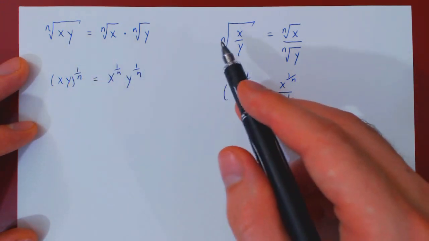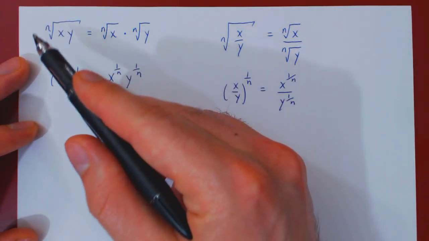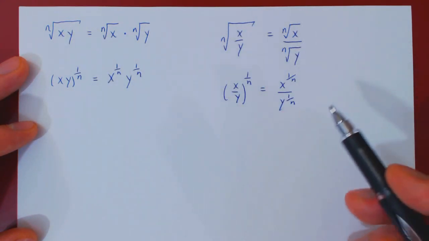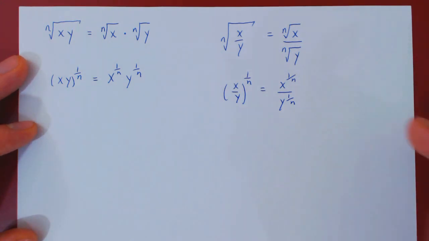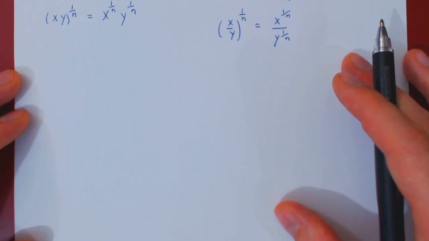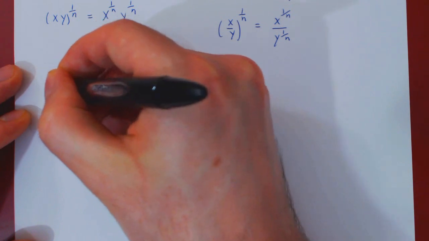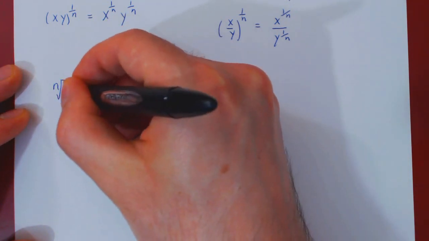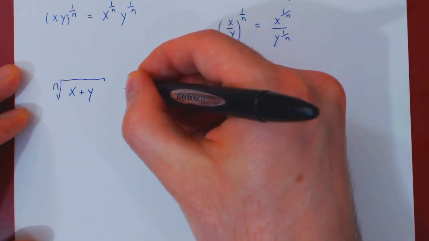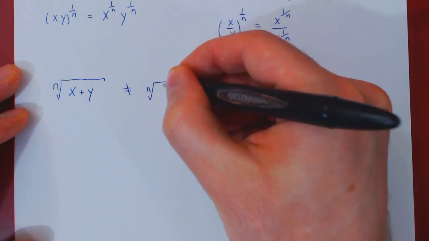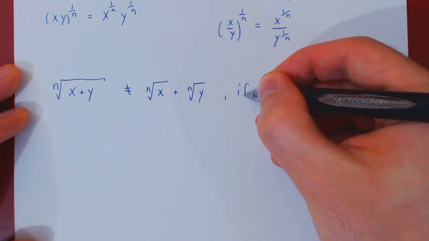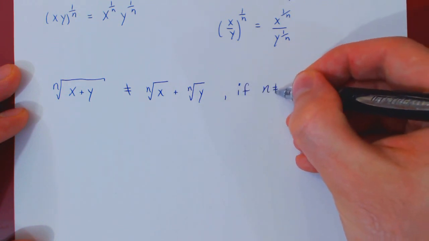So two basic properties of roots. Simply put, any root can be distributed onto a product or a quotient of terms. What is not true, on the other hand, is that a root can be distributed over a sum or difference of terms. So in general, if you say the nth root of a sum of terms, the same goes for a difference, this is not the same as the nth root of x plus the nth root of y. In general, and again, if n is different than 1.